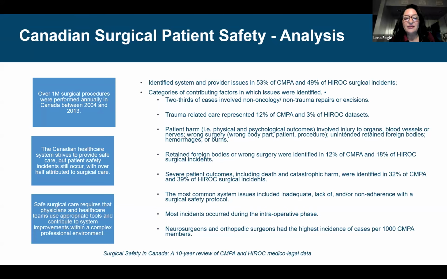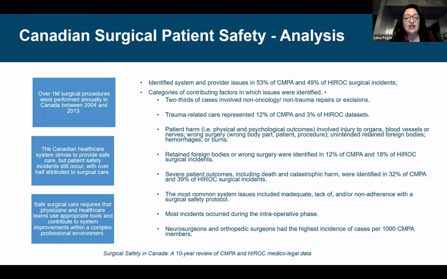The most common system issues included inadequate, lack of, and/or adherence with surgical safety protocols. That is kind of a human factor, but it's very hard to adhere to very firm surgical safety protocols when your rooms are really not set up for it. It's very hard. It's a lot of noise. It's congested. It's crowded. It's busy. So it's very hard to depend on human processes.